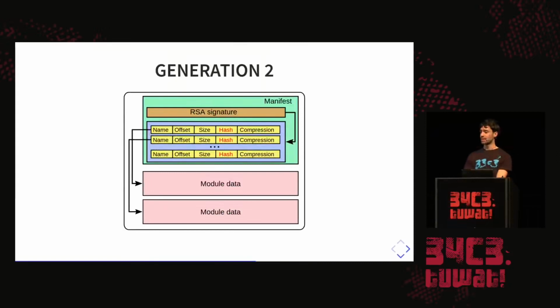So this is the internal scheme of a generation 2 code partition. We have a section that is a manifest, which contains the RSA signature of the list of the modules. Here you can see that we have different modules, and each entry has the name, the offset, the size, the compression type, and most important, the hash. This means that the modules are not directly signed. Each module is hashed, and the list of the hashes is then signed.